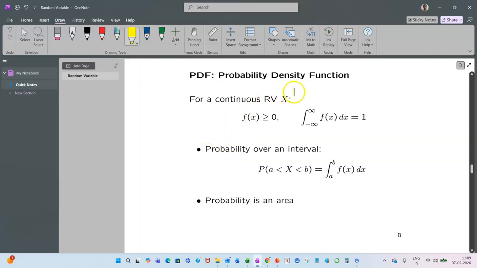So for a continuous random variable X, we use a smooth function f(x) greater than or equal to 0, and the integral from minus infinity to plus infinity of f(x) dx equals 1. Total probability is 1. Then the probability between a and b is the integral from a to b of f(x) dx. So probability is the area under this smooth curve from a to b.